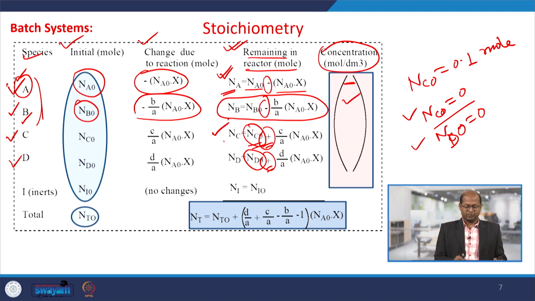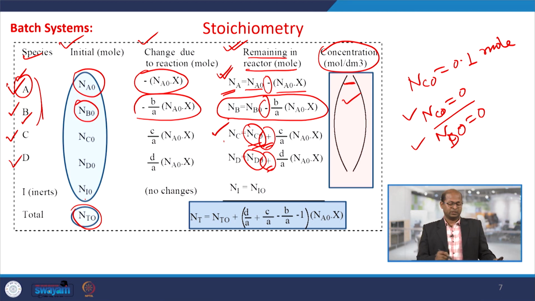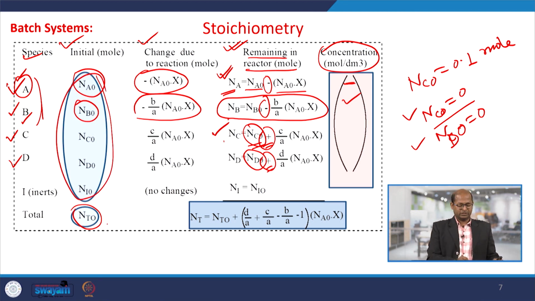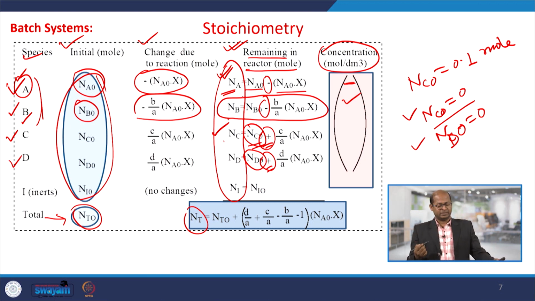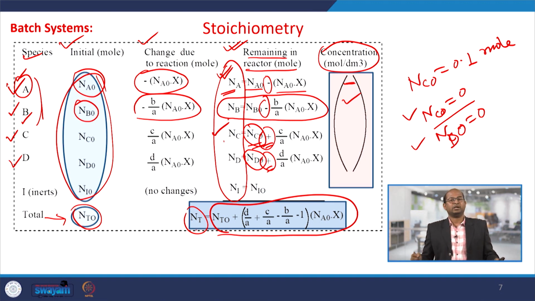Okay. So, then total number of moles, initially we have taken Nt naught. If we sum up all these components, then Nt equals Nt naught, the initial total number of moles that was taken, and finally we get the number of moles inside of the reactor, that is Nt equals the summation of Na, Nb, plus Nc plus Nd plus Ni. So, if you sum the right hand side components, then it would come to Nt equals Nt naught plus (d/a plus c/a minus b/a minus 1), first bracket close, Na naught into x. So, this is the total number of moles present inside of the reactors.